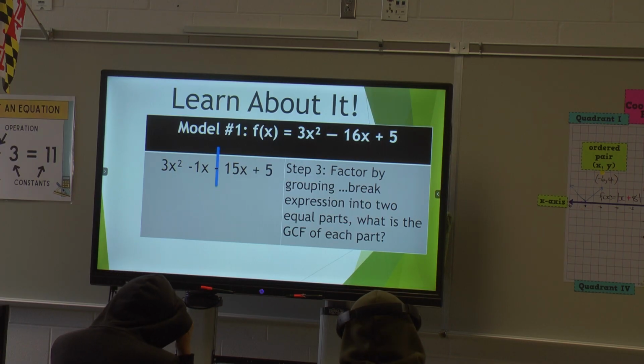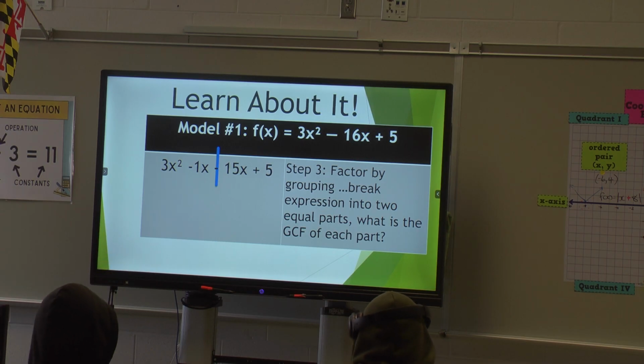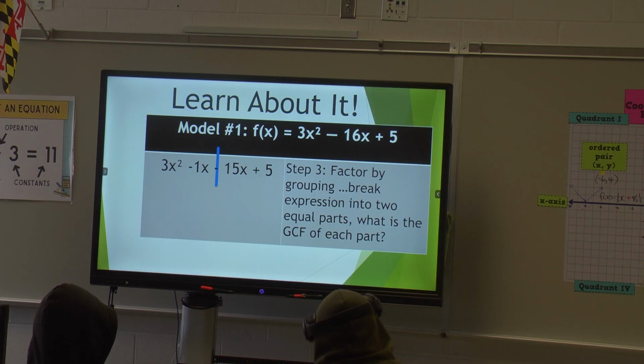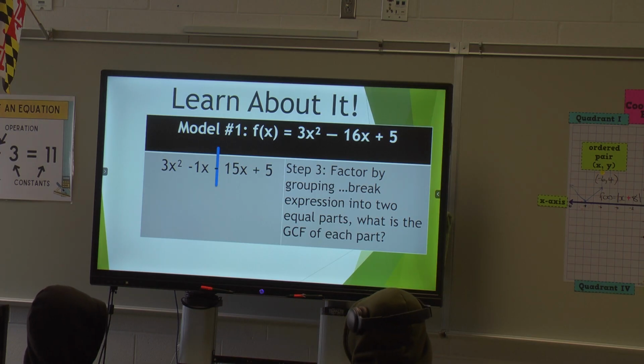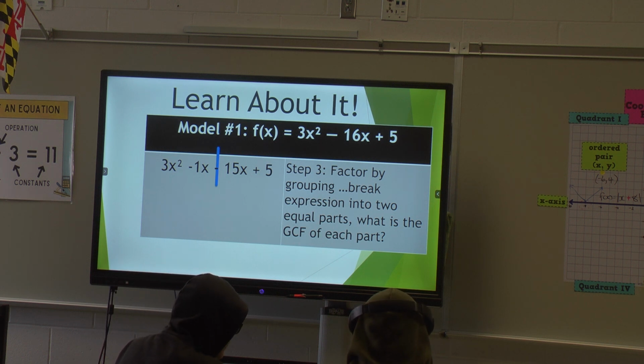I'm going to go ahead and put a line down the middle. I'm going to separate this into 2 sets of parentheses. I'm going to use one side with 3x squared minus 1, and then the other will be negative 15x plus 5, which will look like this.